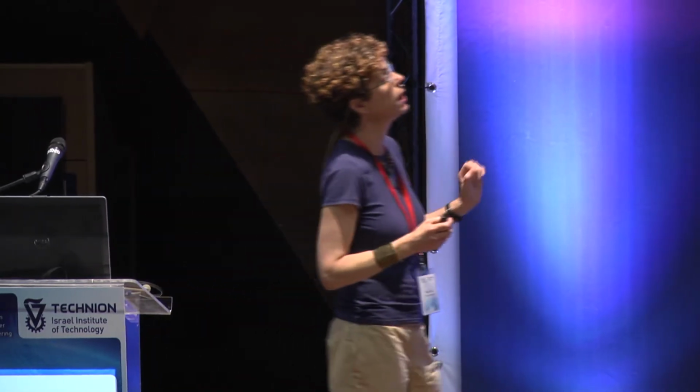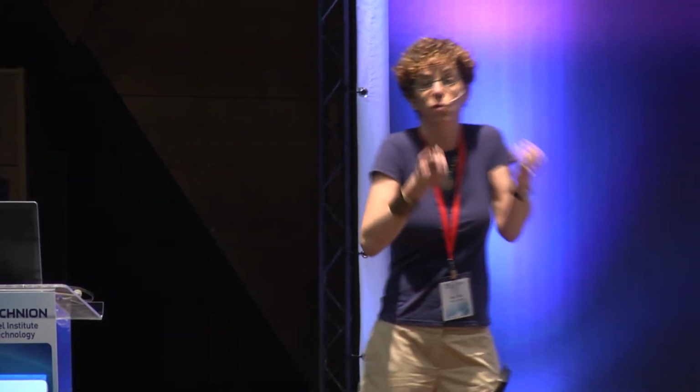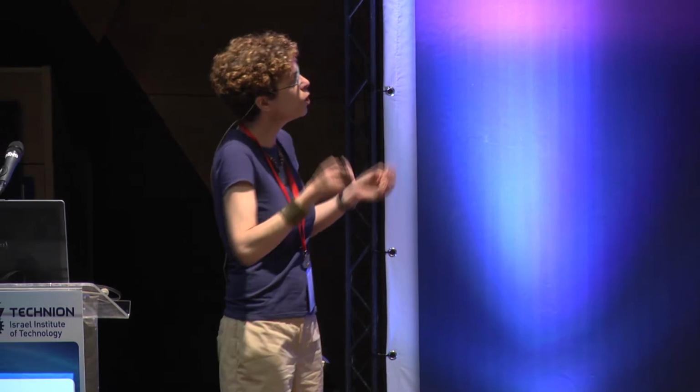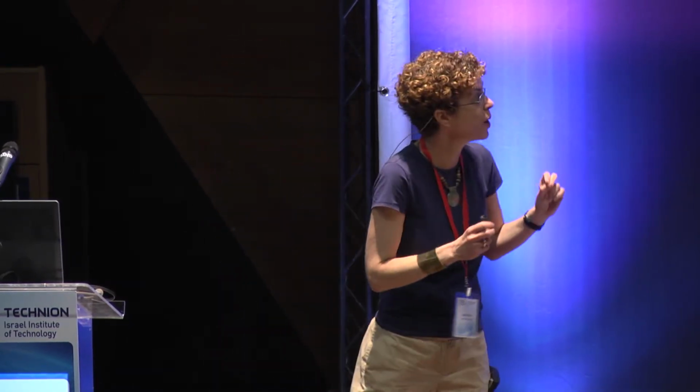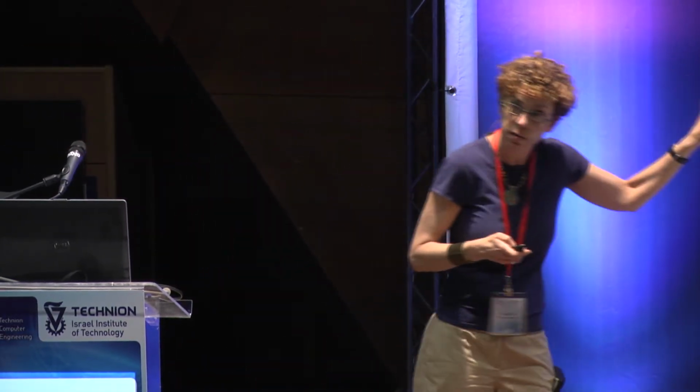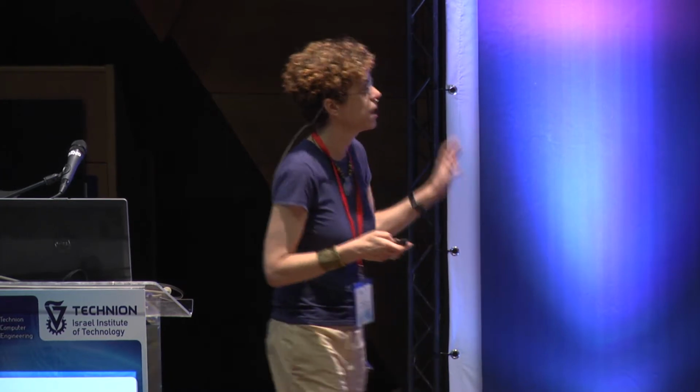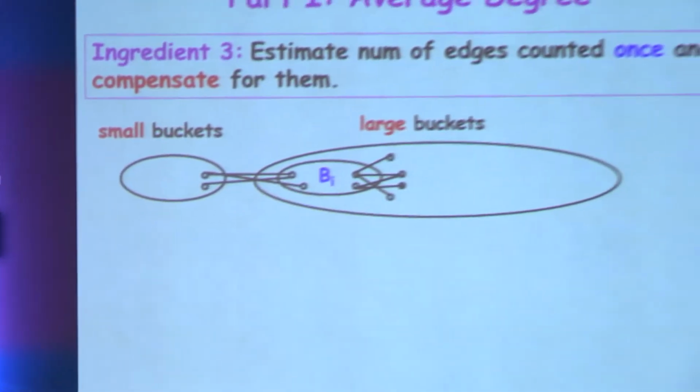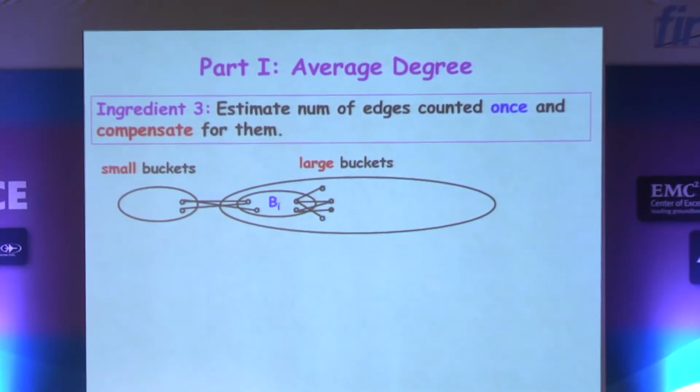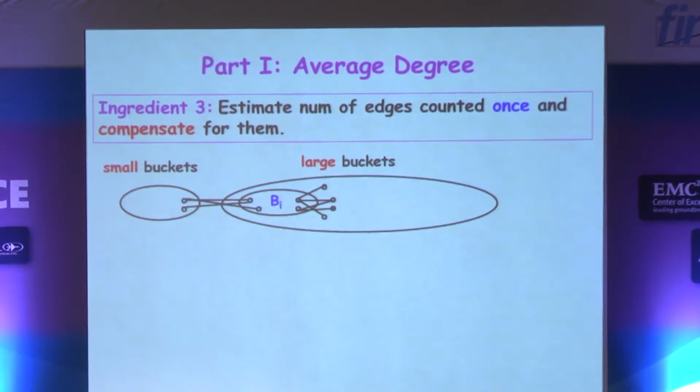So the third ingredient is that we'll estimate this. If something is missing, we're going to estimate the number of edges that are counted once and compensate for them. What do I mean by this? Let's look at this picture again. Large buckets, small buckets, and let's focus on a large bucket. I look at the large bucket B_i, so it has edges that go to vertices in other large buckets, and those that go to small buckets.